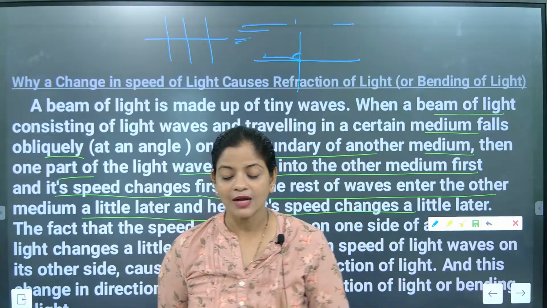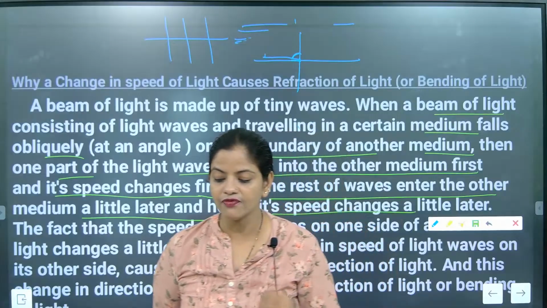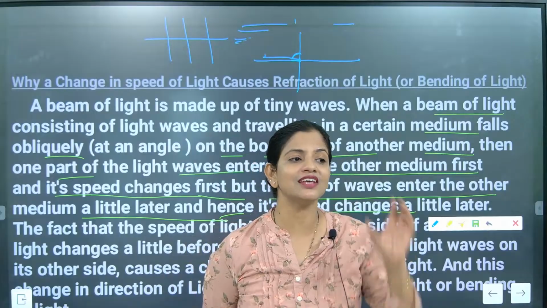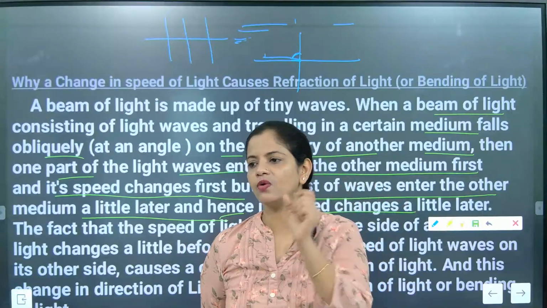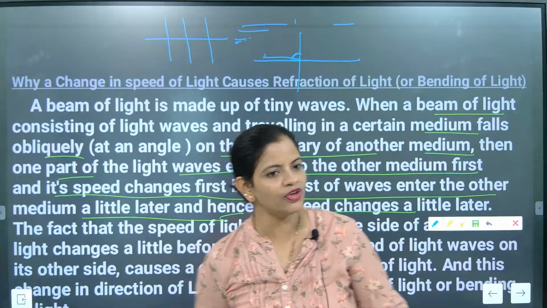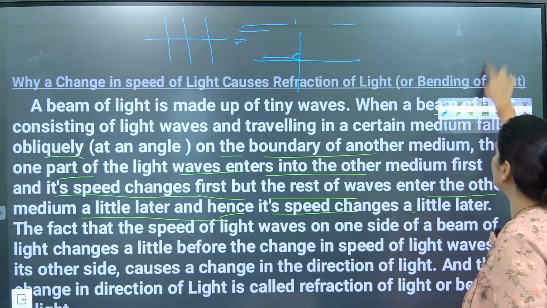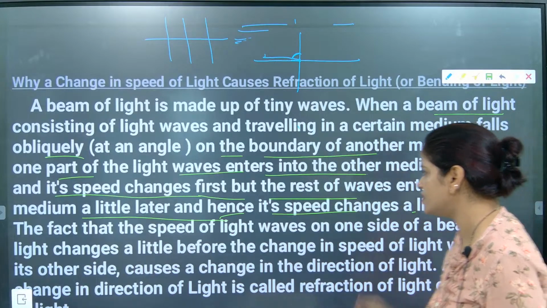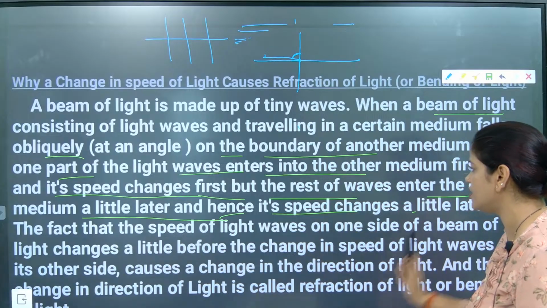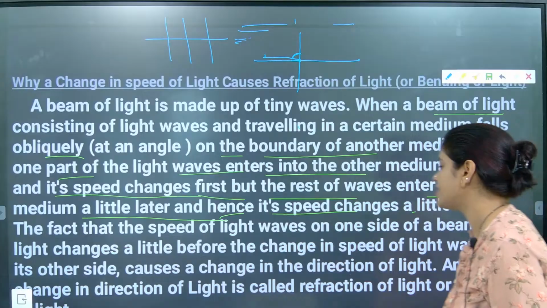Speed is changing. That means we reach another conclusion: when the light is entering from one medium to another medium, speed is changing, because all the light rays are in package form. They will be going in one by one. Bhavya, this is a very important point we have discussed. I hope we got this point. Now here, the speed will change in one part first, and then the later part will change. The fact that the speed of the light wave on one side of the beam of light changes a little before the change in the wave on the other side causes a change in the direction of light.